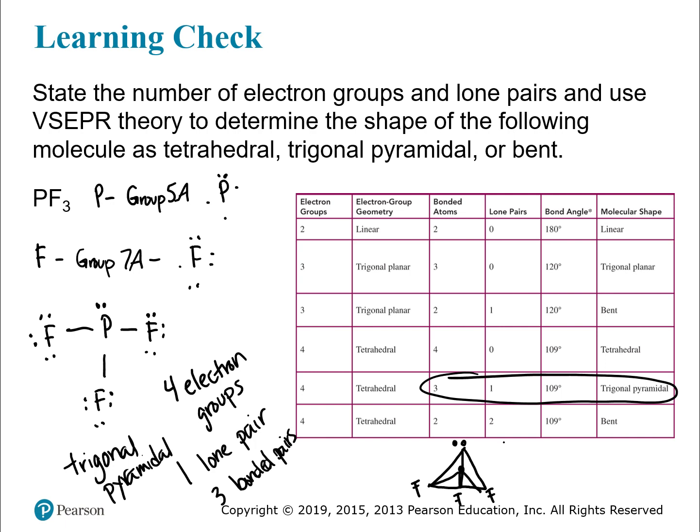Let me draw that shape a little bit better. So this is the P. Then we've got the F's down here like that. And then the lone pair up top. Don't make the same mistake I did, which I was just lazy and just circled the wrong thing. But look at the chart and make sure that you understand which one you're choosing. So knowing these lone pairs versus bonded pairs is really the key to choosing the correct geometry.